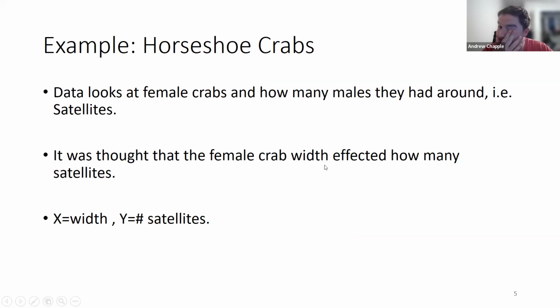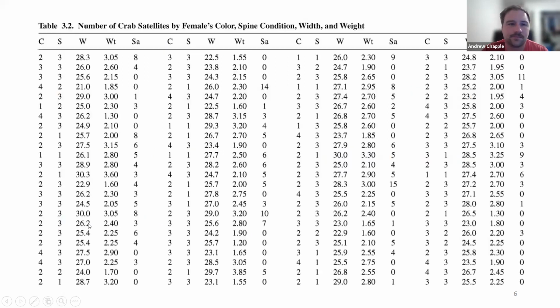So as an example, this is an example from a professor in Florida. Basically, he was going fishing for horseshoe crabs, big scary looking ones. And he was looking around each crab and counting how many male crabs were nearby. Generally, the female horseshoe crabs attract a lot of mates, and they usually have males kind of just around them. So we want to know if the bigger a female crab gets, the more males she can attract. Our Y here is going to be the number of satellites around them. Our X here is going to be the width of the crabs.